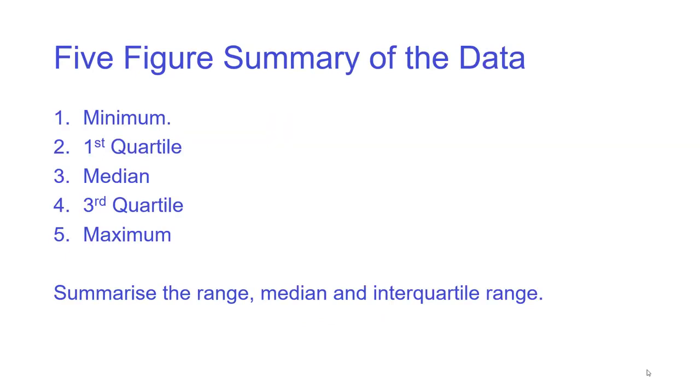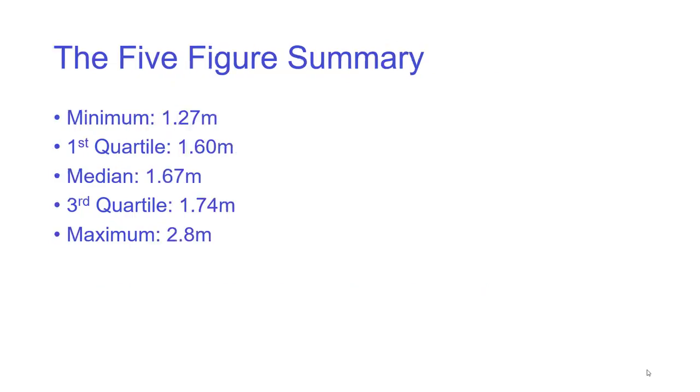So how you can summarize your data is something called a 5-figure summary. This includes the minimum, the first quartile, the median, the third quartile, the maximum. This gives you a summary of the range, the median, and the interquartile range.